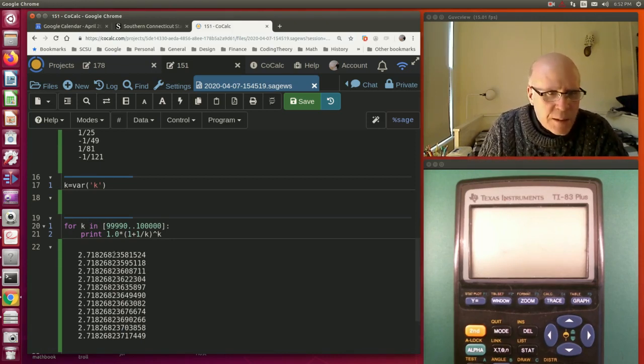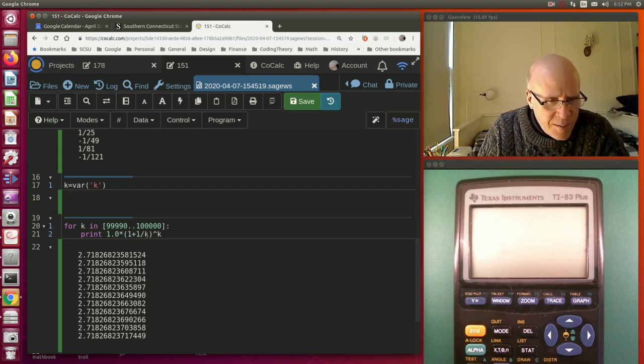2.71828. Yeah, closer, but still not quite there. But maybe you'll believe me at this point that the farther out we go in this sequence, the closer and closer we get to e. This is in fact the way e is defined. It's the limiting value of (1 + 1/x) raised to the x as x goes to infinity.